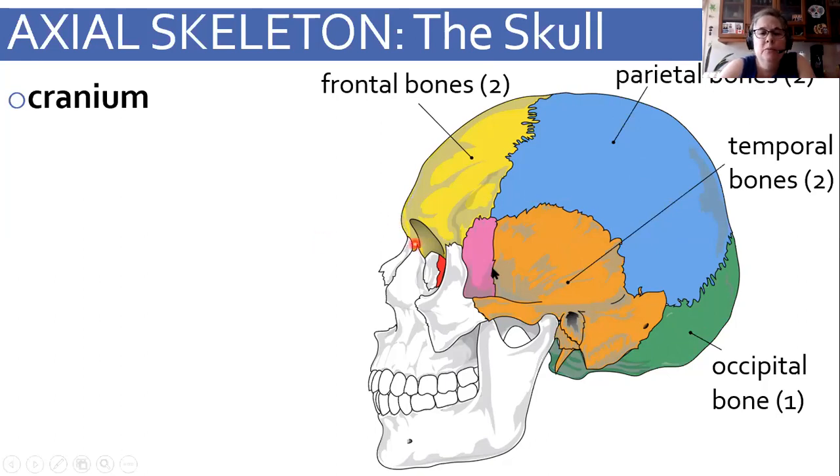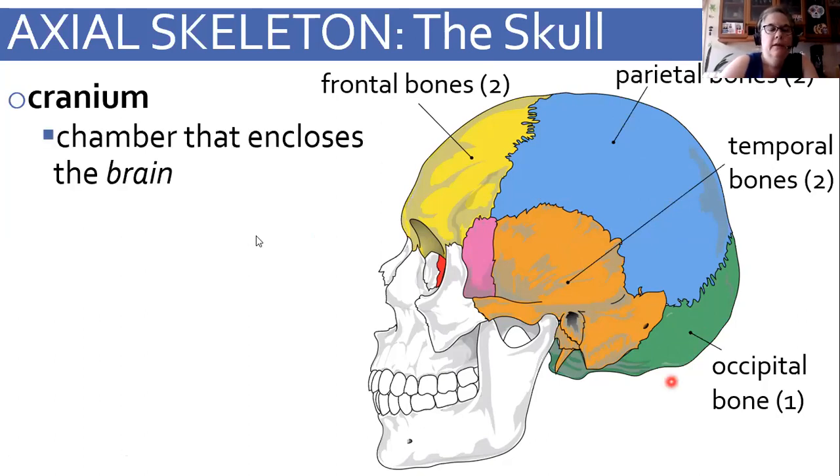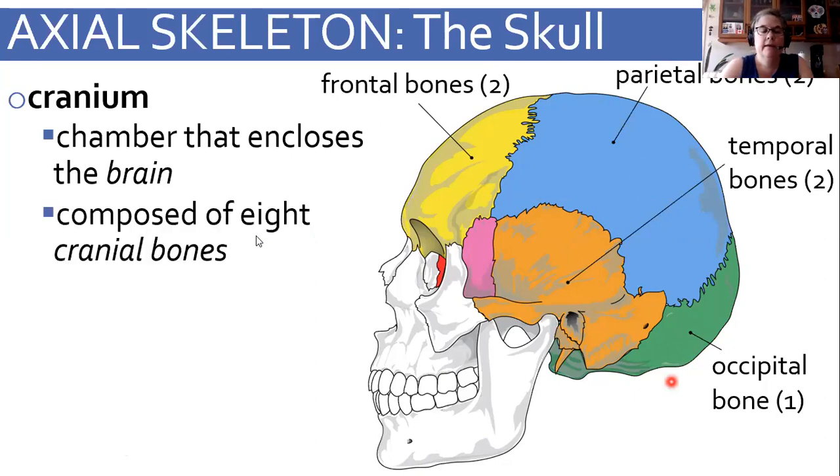Now, there's more. We can see that there's a bone here, and a bone here. We're just going to name these four bigger ones. Those are the ones that I'm going to make you responsible for knowing. The cranium is the chamber that encloses the brain. There are 8 cranial bones. So those are the bones of the cranium.